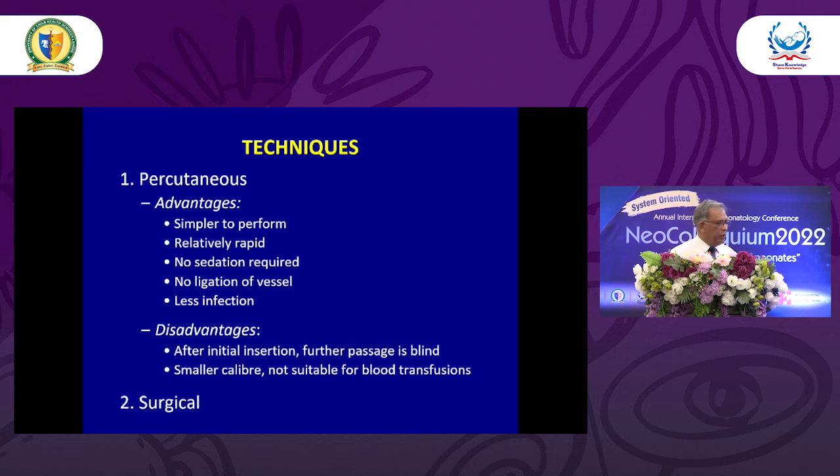Different techniques are used, percutaneous and surgical. Advantages of percutaneous are that it's simpler to perform, it's relatively rapid, no sedation is required, no ligation of the vessel, and there are fewer chances of infection. But the disadvantages are that after initial insertion, further passage is totally blind, and you have to rely on either ultrasound or X-ray to confirm the position of the tip of the long line. And being of smaller caliber, it is not suitable for blood transfusions. I'm not going to talk about the surgical technique.